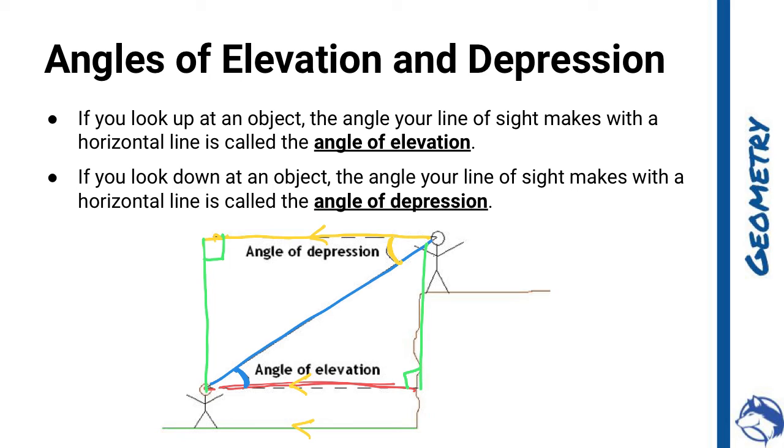So basically what's happening here is I'm getting something that has right angles, so I can use sine, cosine, or tangent to solve for any missing angles or any missing sides.